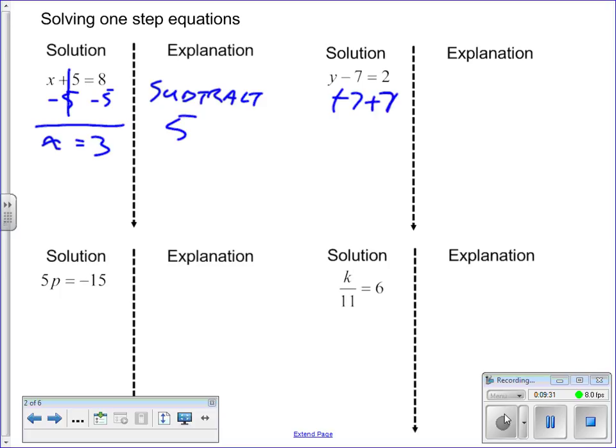Add 7. So what did we do? We add 7 to both sides. I do want you to, like, we're not going to be doing that forever, but I am going to ask you to do that for a while here in the beginning in particular. Okay? And then do the work.